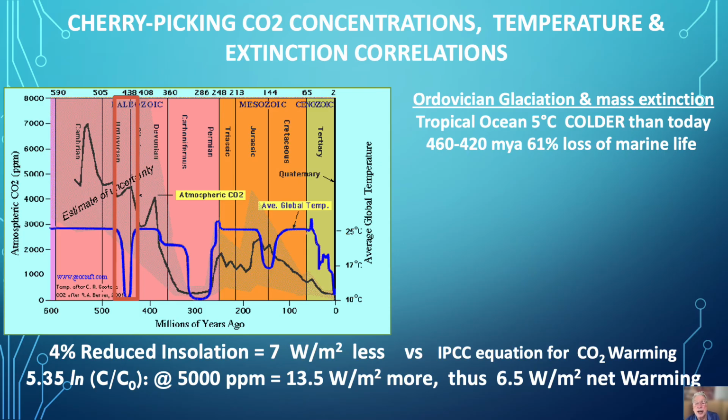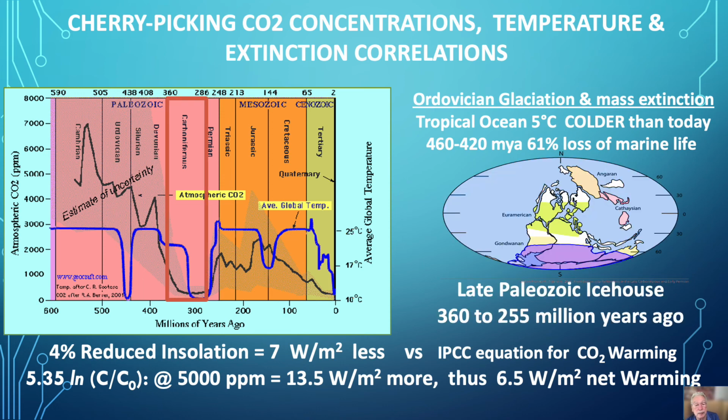The Ordovician icehouse happened when CO2 concentrations were 10 times higher than today at 5,000 parts per million. Some scientists argue solar output was 4% lower and thus counteracted any warming from high carbon dioxide. But a solar drop of 7 watts per meter squared of insolation does not counteract 13.5 watts per meter squared of calculated greenhouse warming.